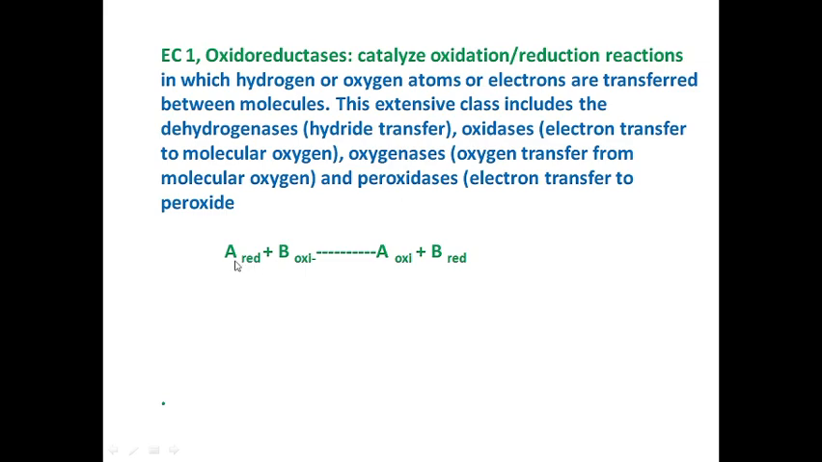Here you can see A is a reactant. It's reduced here, and B is oxidized here. Whenever the oxidoreductases act upon it, they oxidize A and reduce B. Fine. So these are the class of the enzymes known as oxidoreductases.